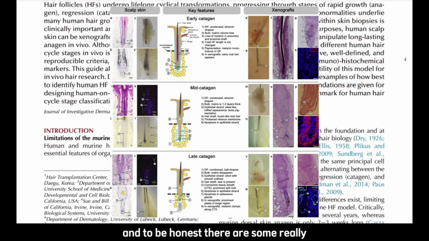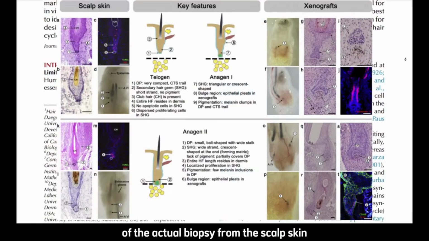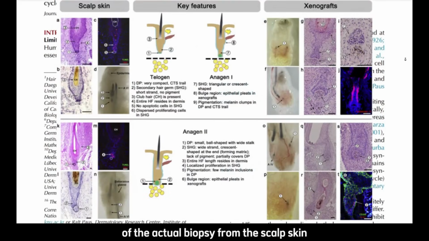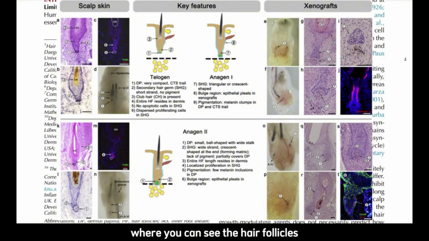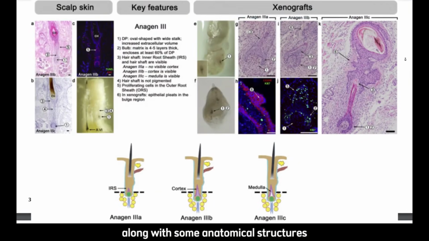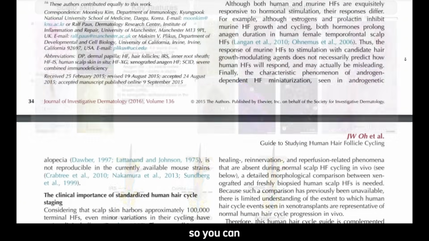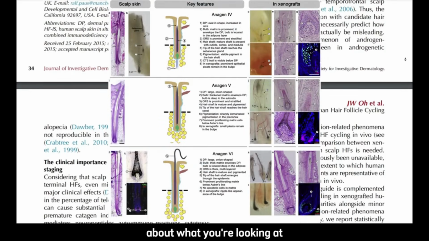And to be honest, there are some really, really nice pictures and images of the actual biopsy from the scalp skin, where you can see the hair follicles at different points of the hair growth cycle, along with some anatomical structures that are pointed out from the biopsy compared to pictures where they're actually drawn out, so you can kind of get an understanding about what you're looking at, right?